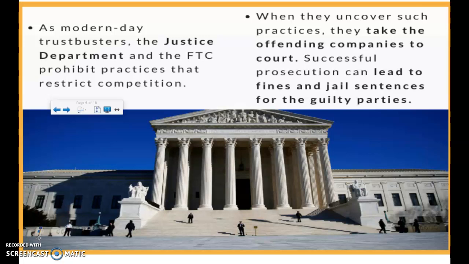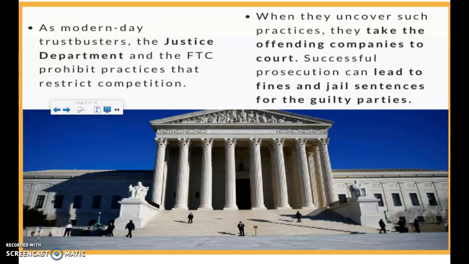So, if you remember when we looked at market structures and we talked about a monopoly and we talked about antitrust laws, the Justice Department of the United States and the FTC, the Federal Trade Commission, are regulatory agencies. So that's a part of government that makes and enforces different standards for an industry. So those two work together to basically act as modern day trust busters. So they want to break up any of those businesses that have the ability to become a monopoly.